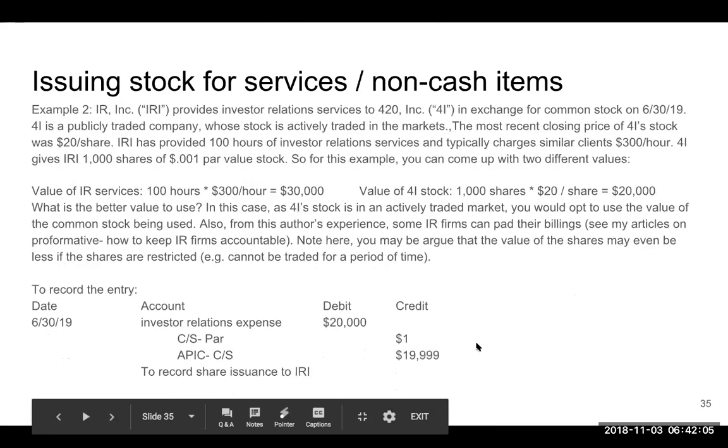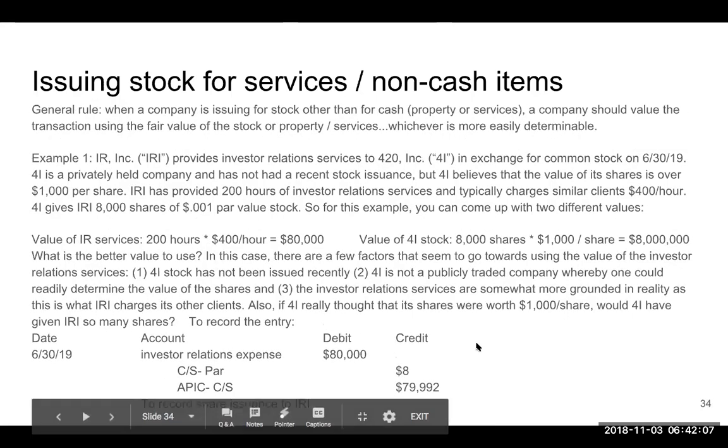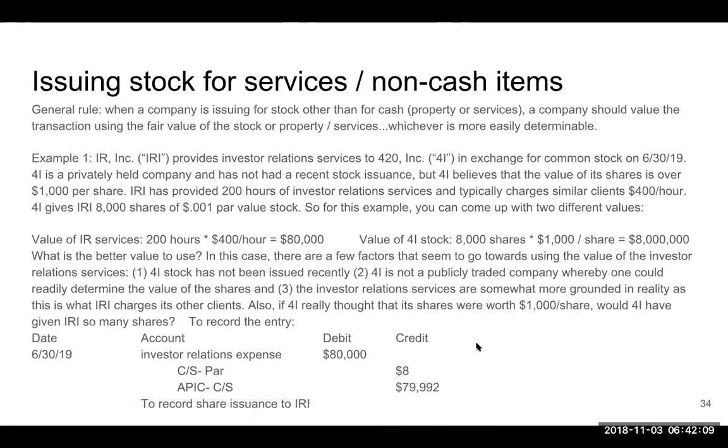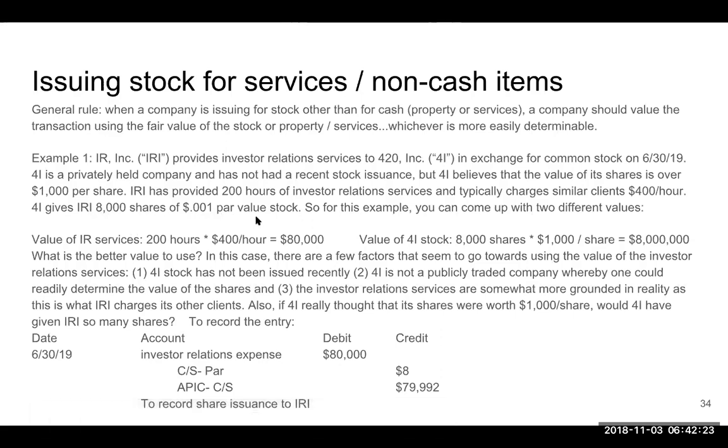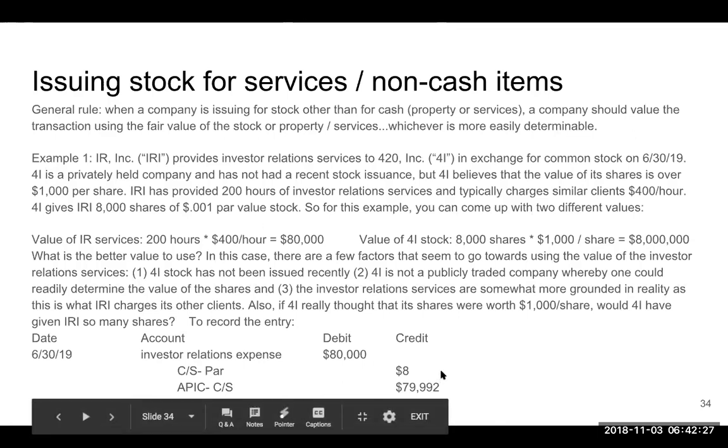And similar to the last example, that remaining amount is going to go to additional paid-in capital common stock. How did we get the 80,000? 200 hours times 400. How did we get the 8? It's 8,000 shares of 0.001 par value stock. If I multiply those two together, I should get 8. If they don't add up like that, I'm sure I'll get a comment below.